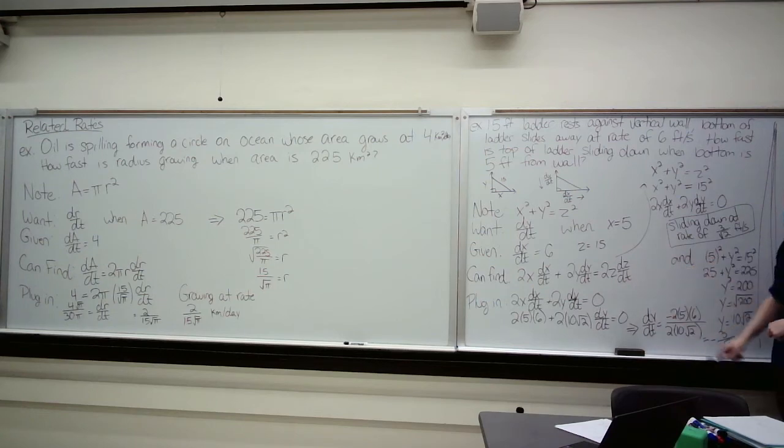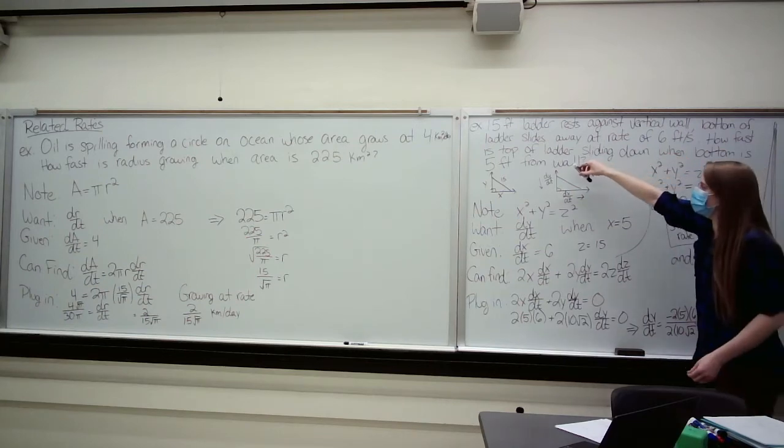The reason why it ends up being 0, so you can do one of two ways. You can start by just plugging in your 15, then you just get a plain old number, and the derivative of the constant is just 0. Or you can realize that my z is not changing at all.